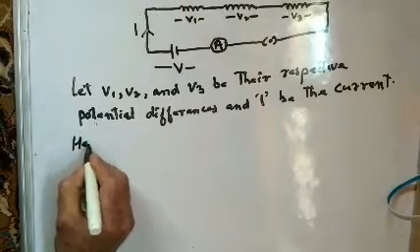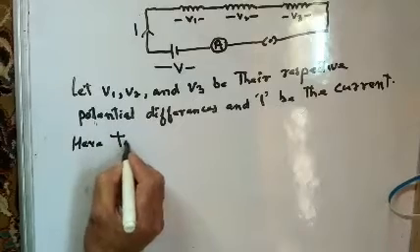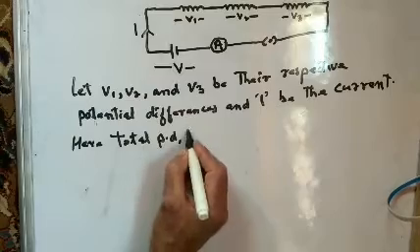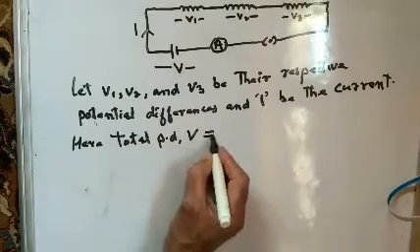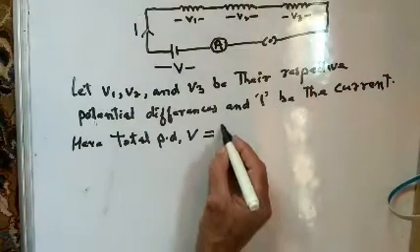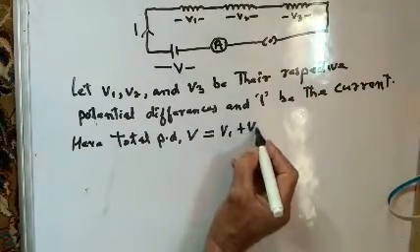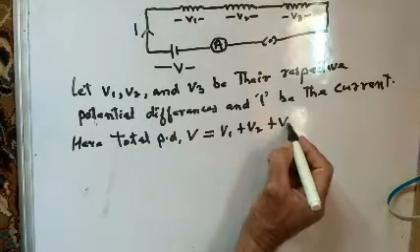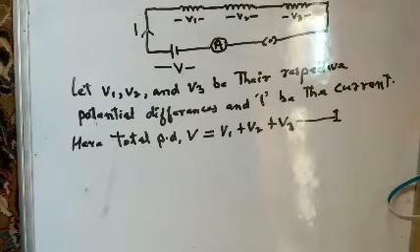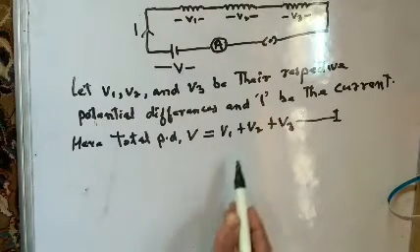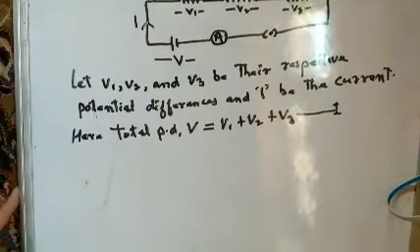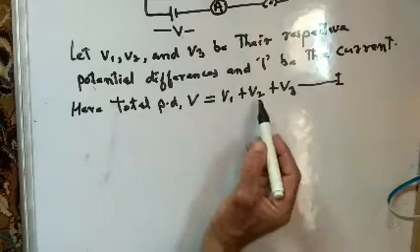Here, the total potential difference V is equal to V1 plus V2 plus V3. Let this be equation first. Now, we will use Ohm's law for the values V1, V2, V3.